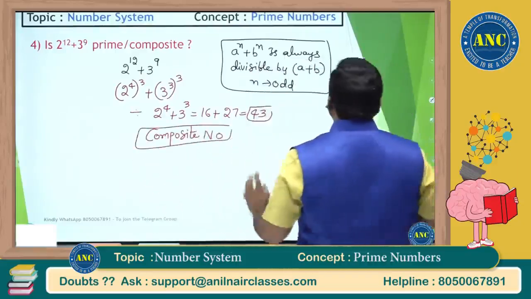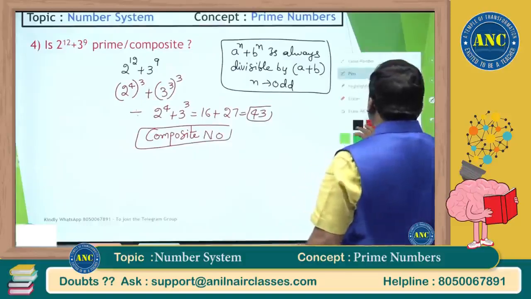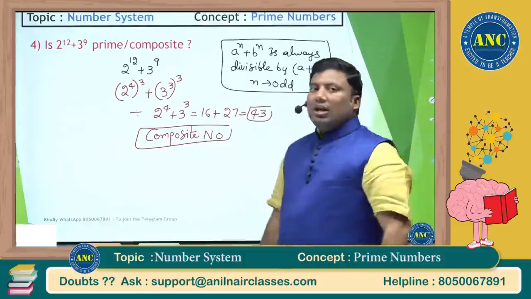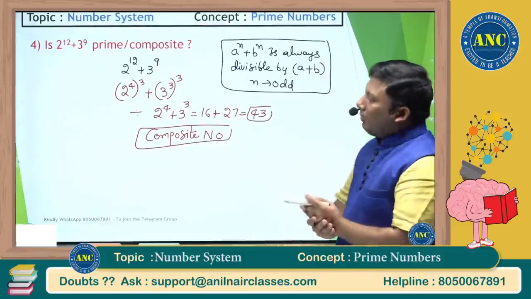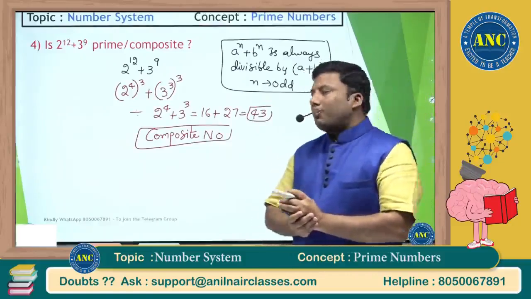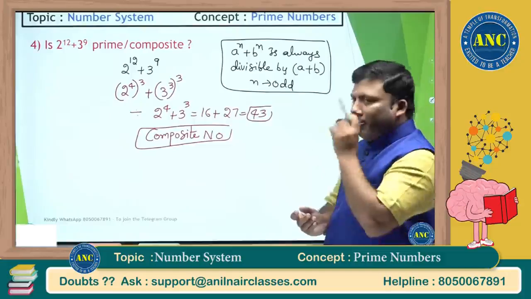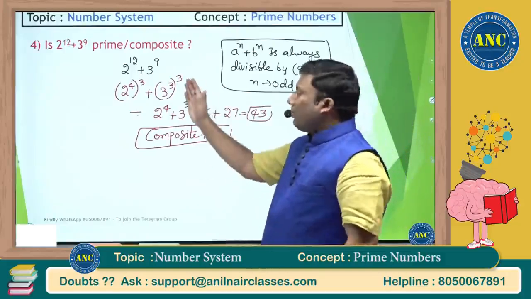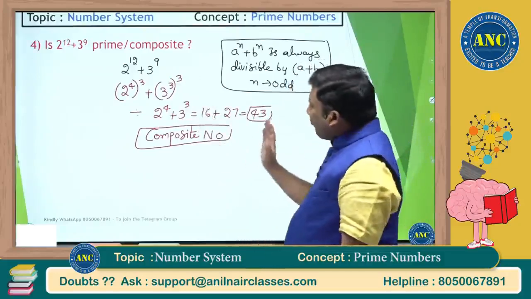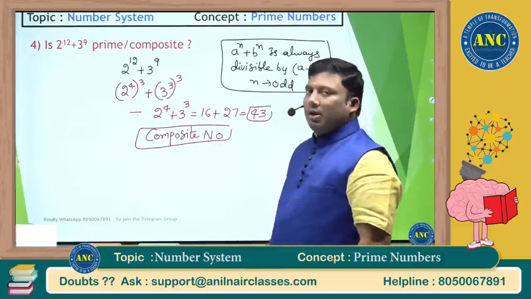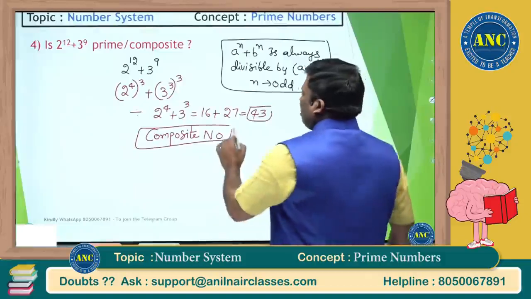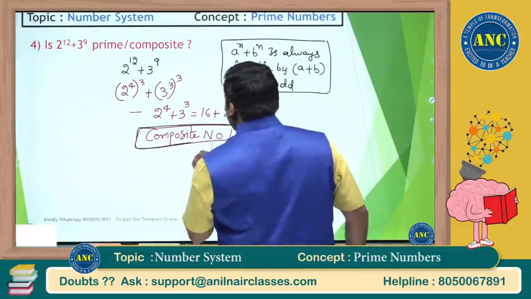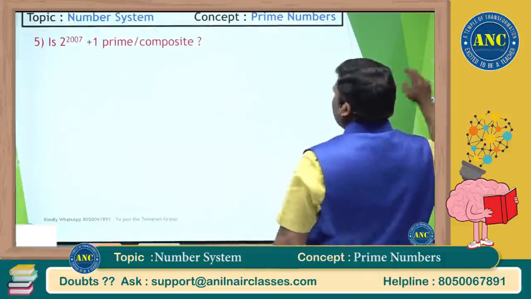A power n plus b power n is always divisible by a plus b if n is an odd number. 2 power 12 is (2 power 4) power 3 plus (3 square) power 3, that is 16 power 3 plus 27 power 3. If the power is an odd number, it is always divisible by a plus b, that is 16 plus 27, 43. Therefore, the number is a composite number.